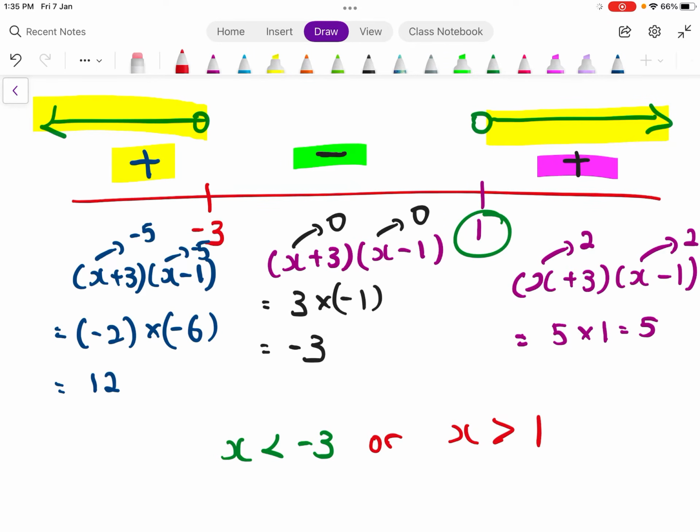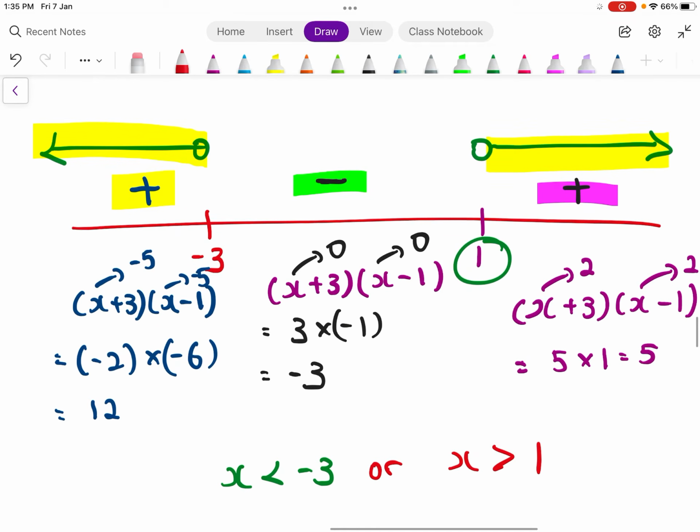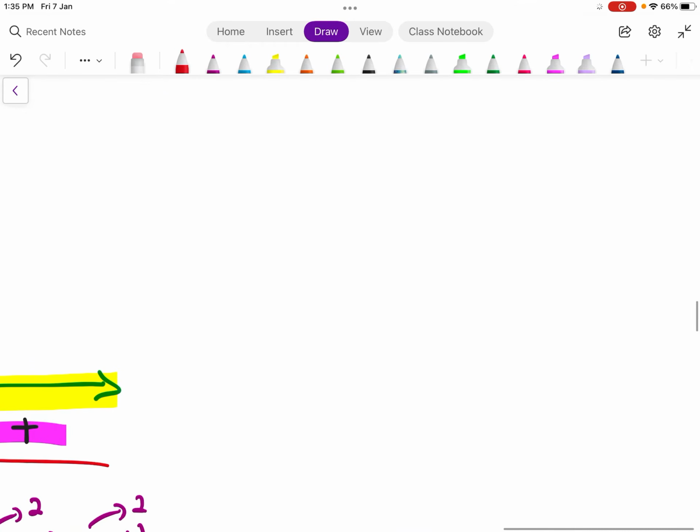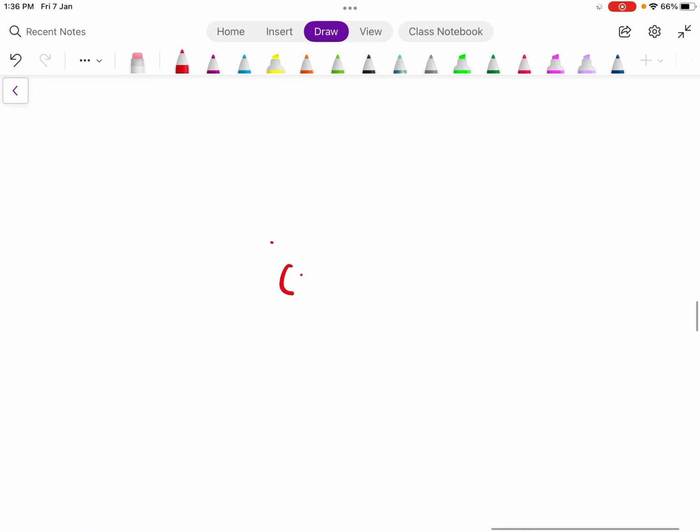Okay, so this is the quadratic inequality. Of course, let's just say I change the inequality a bit. Instead of giving you more than 0, I give you less than 0. So (x + 3)(x - 1) less than 0.